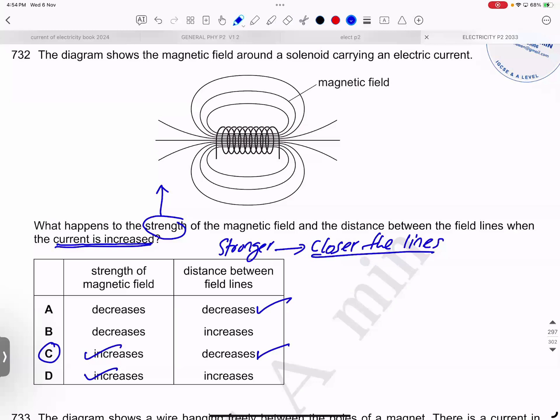The lines will get closer, narrower. So when the lines get closer, the distance between the lines will decrease. Less spacing, stronger magnetic field.